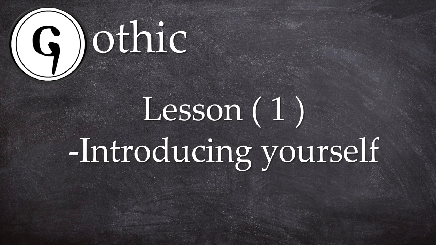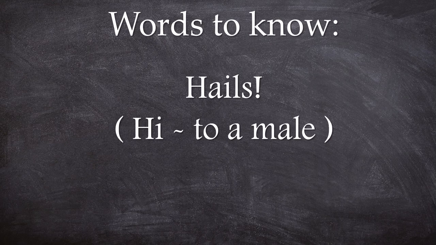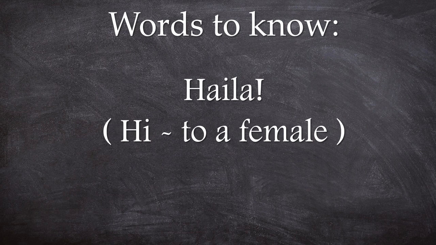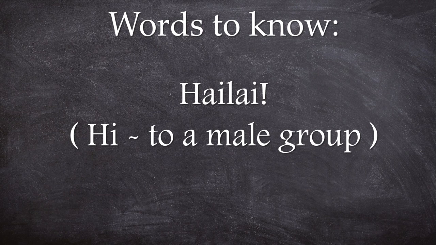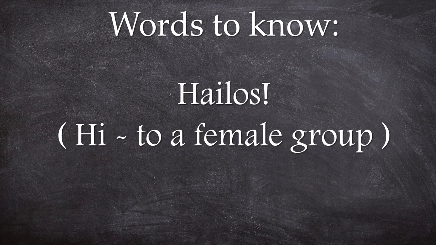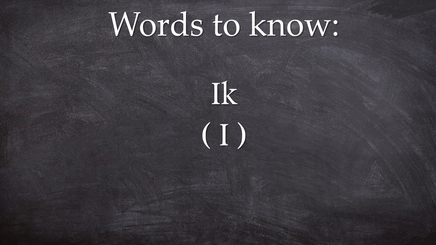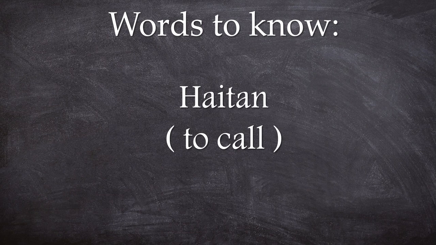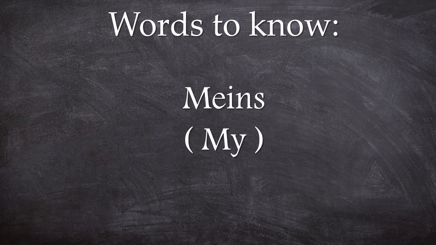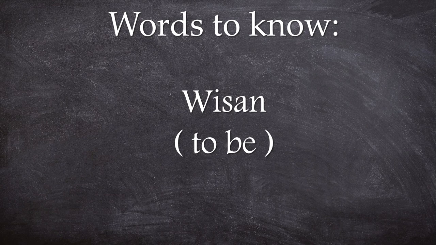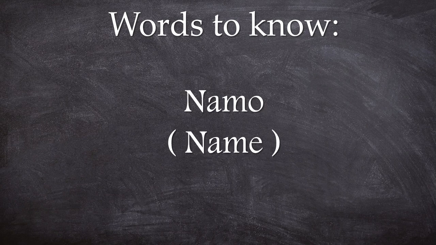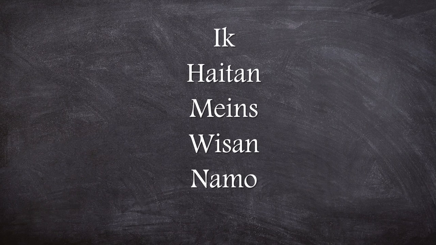Introducing yourself in Gothic. So, here are some words to know. Hells. Hela. Hele. Helos. Hela. Ik. Hetan. Means. Wisan. Namo. Ik. Hetan. Means. Wisan. Namo.